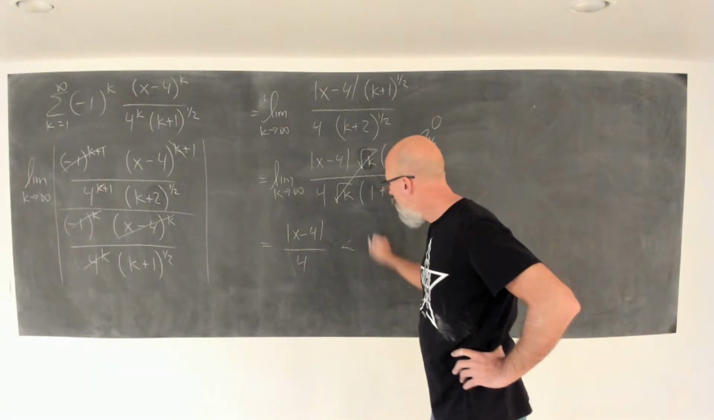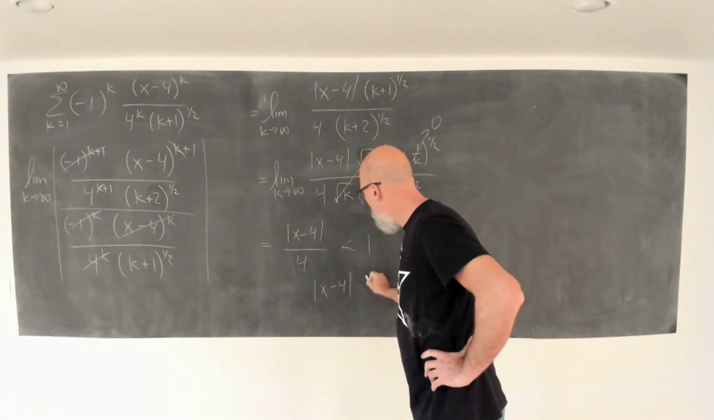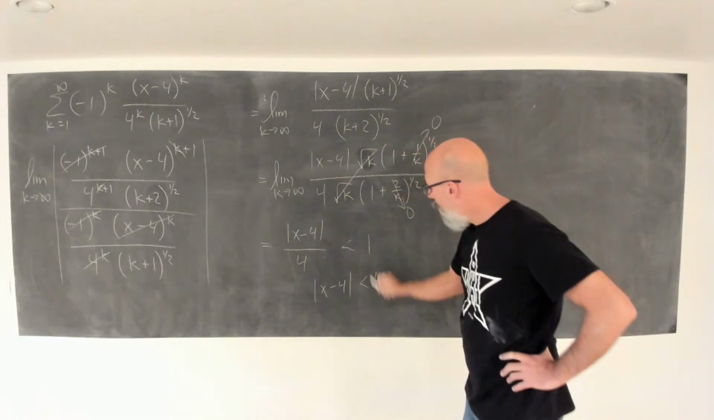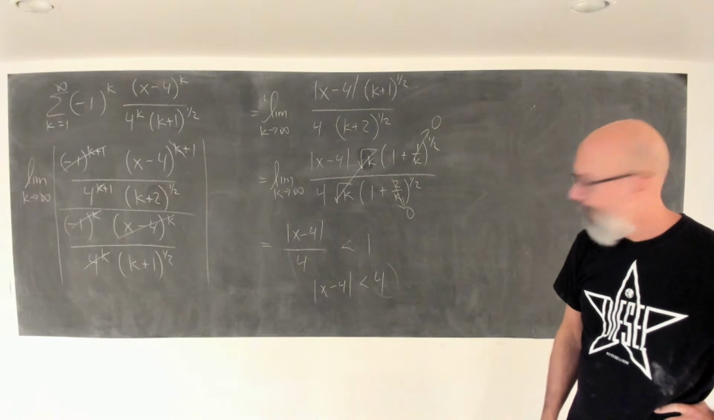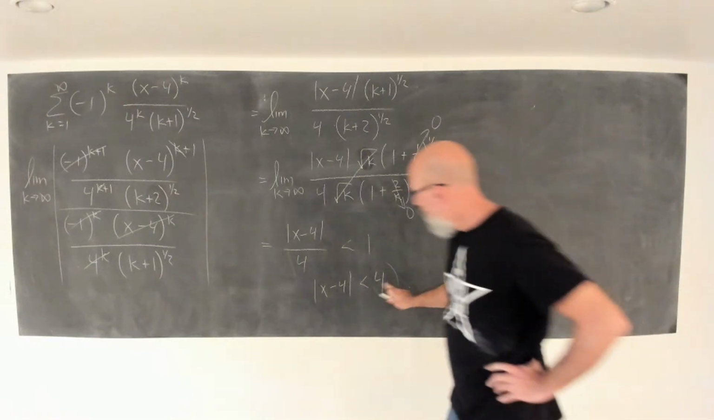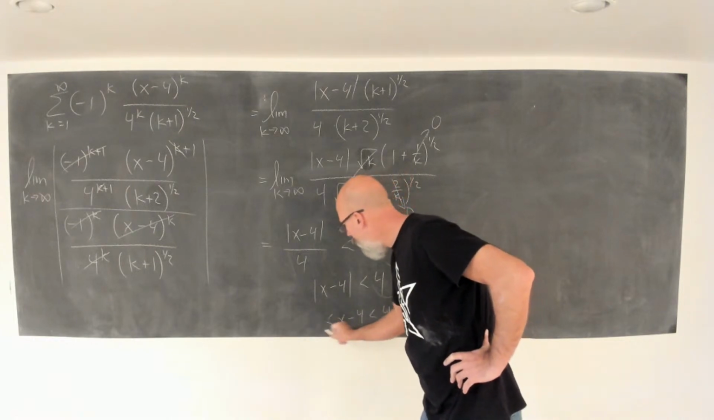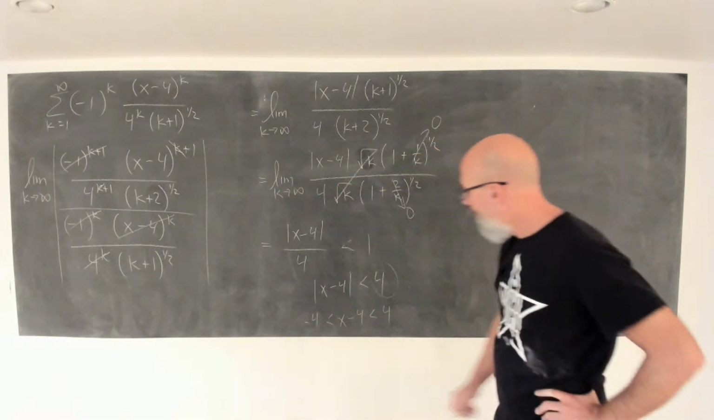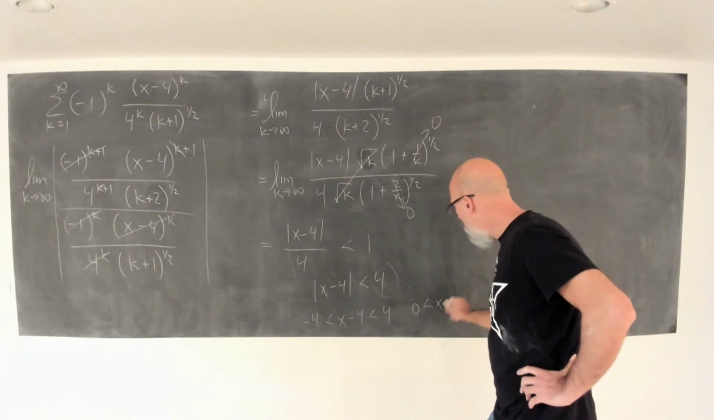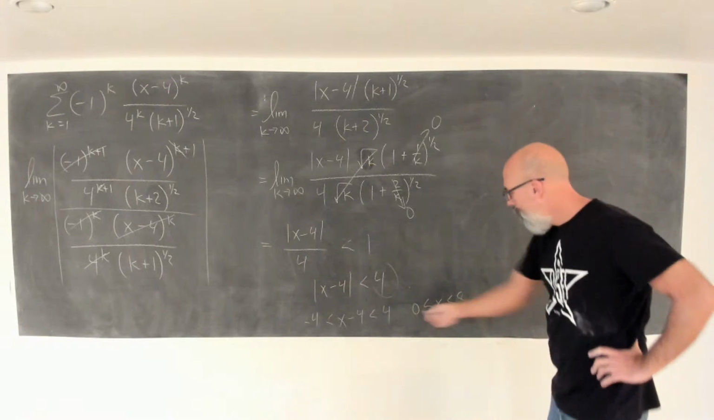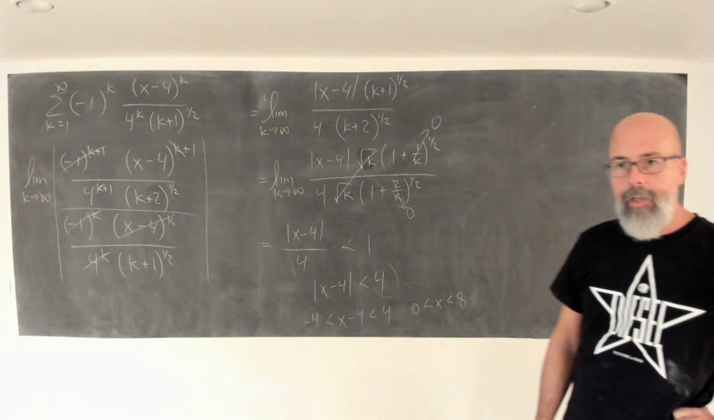And for convergence, you need this to be less than 1. So x minus 4 in absolute value should be less than 4, and there is your radius of convergence. Right? Because this means that x minus 4 has to be between 4 and -4, or x is between 0 and 8. So if you didn't notice it from here, you can certainly see it here.